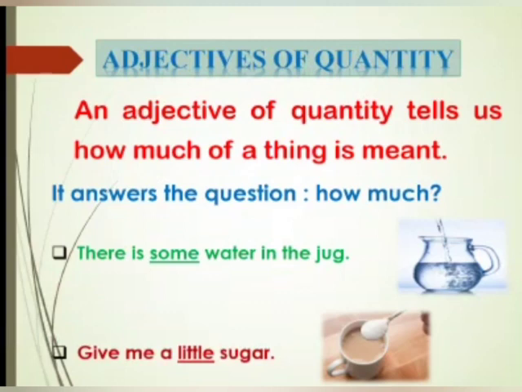Next is adjectives of quantity. An adjective of quantity tells us how much of a thing is meant, or we can say it answers the question how much. Now look at this example. There is some water in the jug. How much water is there in the jug? Some. The word some is an adjective of quantity.